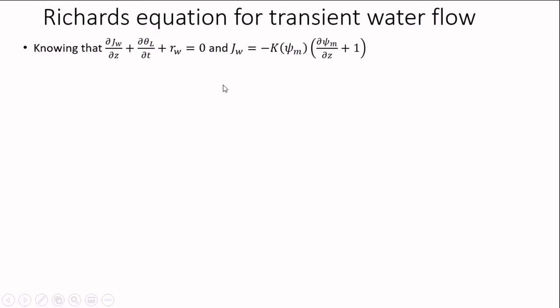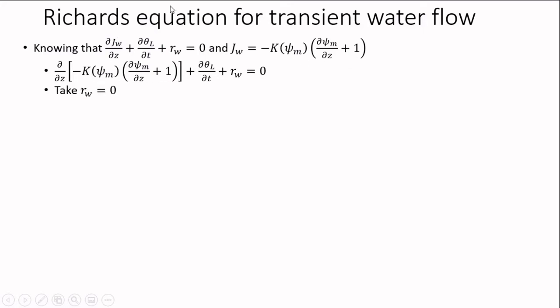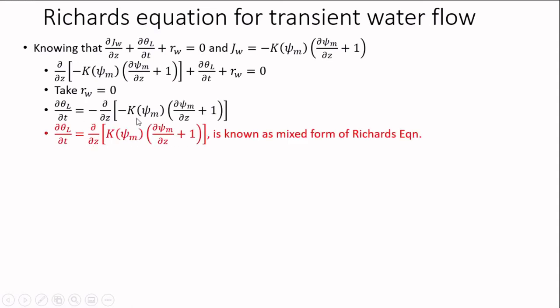Now we have this JW, the water flux. The water flux can be included into the governing equation, the spatial derivative of JW. As a result, we have a new equation, which looks something like this, and then we can take the root water absorption as equal to 0. As a result, we can rearrange this equation again into this form, and then we can simplify.